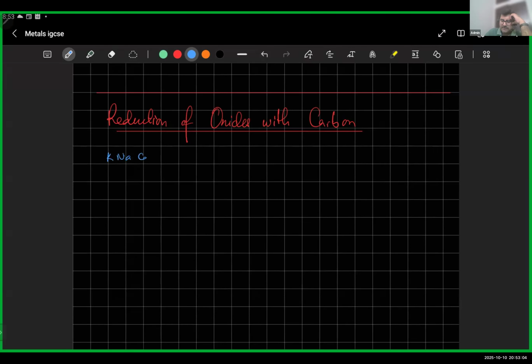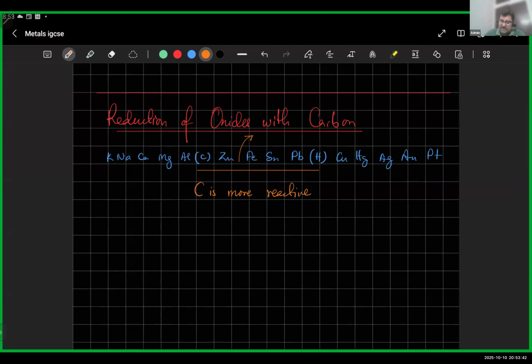वो एक दफा फिर लिख लेते हैं: Al, carbon क्या होता है, Zn, Fe, Sn, Pb, then you have H, फिर Cu, Hg, Ag, Au, Pt. अच्छा, these ones, the middle ones, these are the ones that can be extracted by reduction with carbon, because carbon is more reactive. ठीक है, carbon is more reactive.